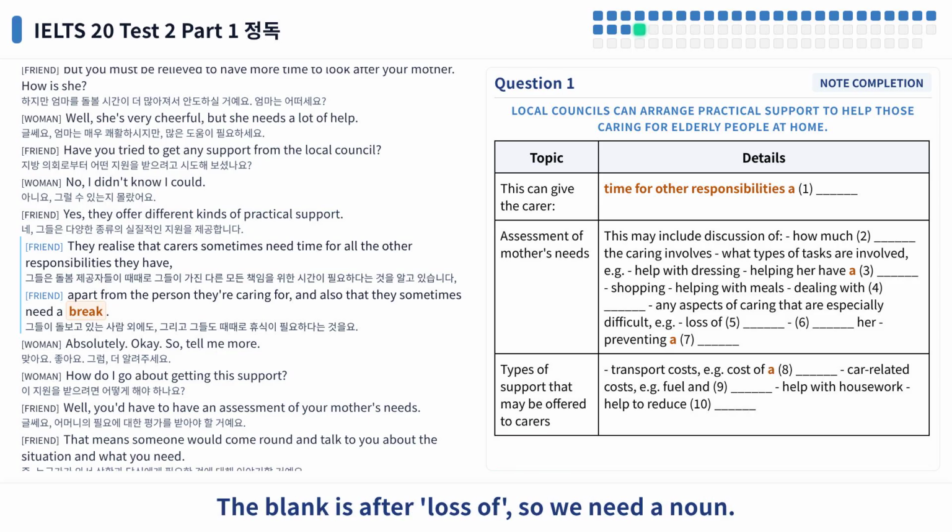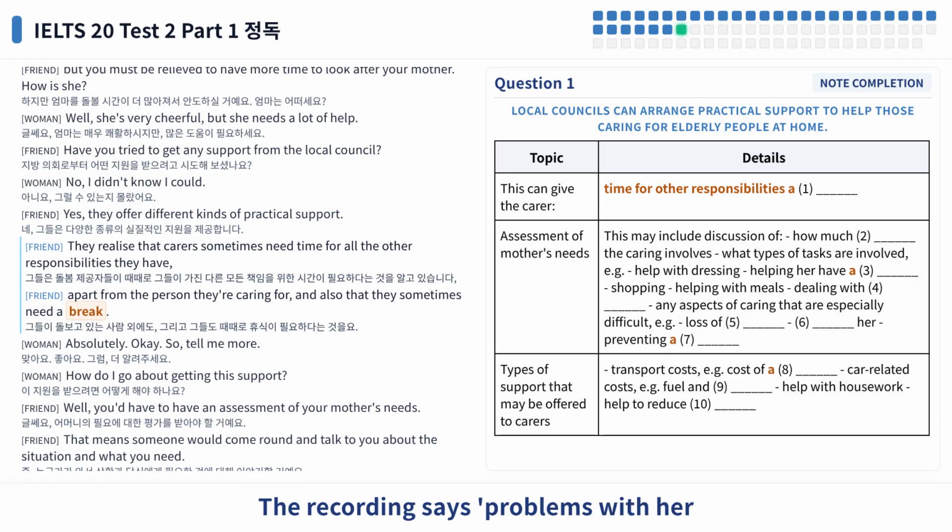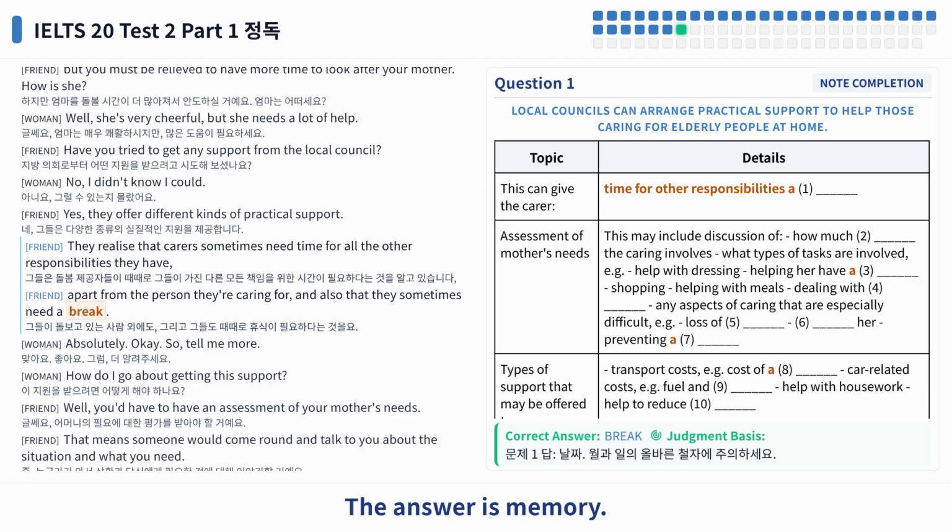The blank is after loss of, so we need a noun. The clue word is loss of, which tells us to fill in an abstract noun. The woman says problems with her memory, which means her memory has problems. The recording says problems with her memory, and the question asks for loss of memory. It's a paraphrase. The answer is memory.